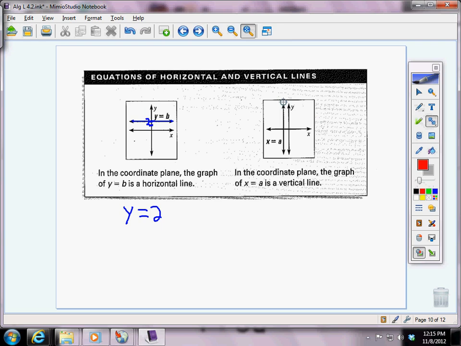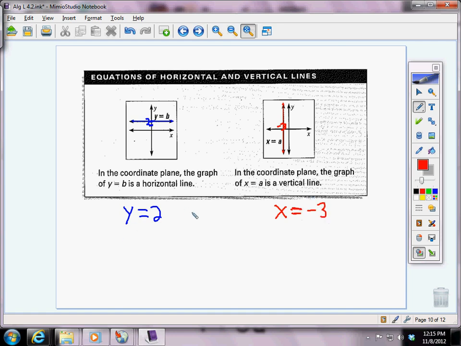If you look at our vertical line, it says x equals a. Let's say this is a, I don't know, a negative 3. It can be whatever you want. But that's like saying x equals negative 3. When you see equations like this, you should be thinking horizontal or vertical line.